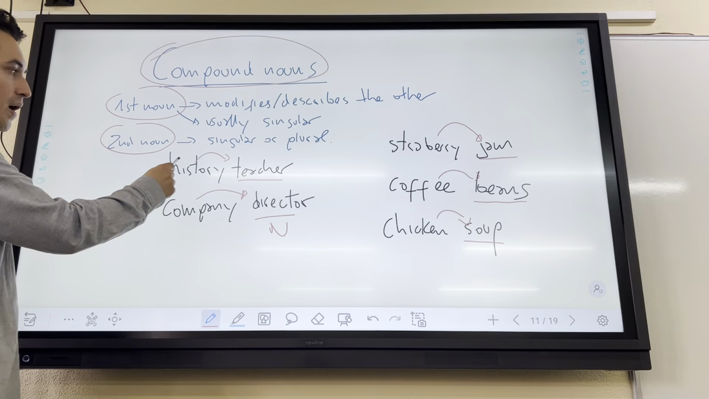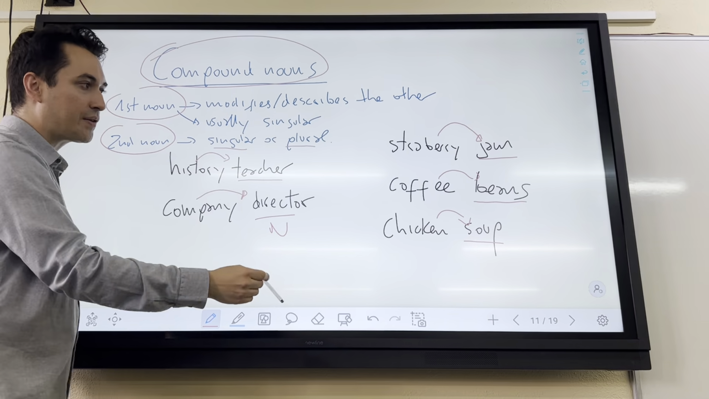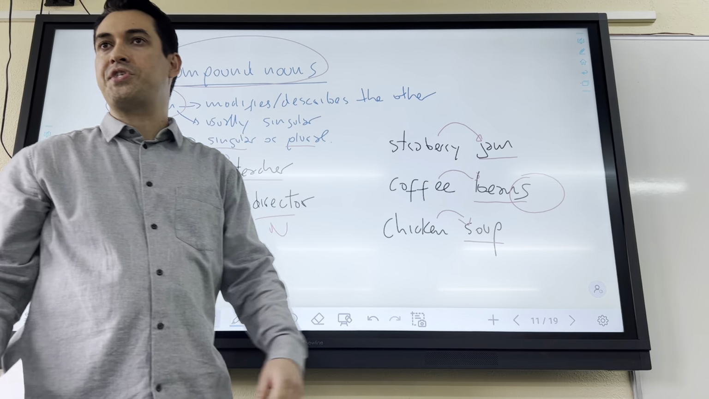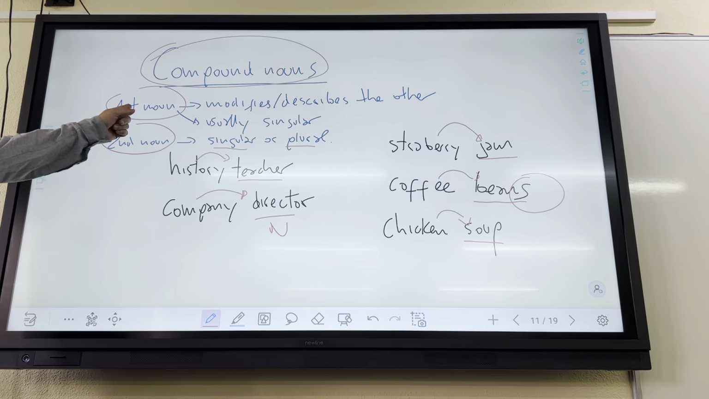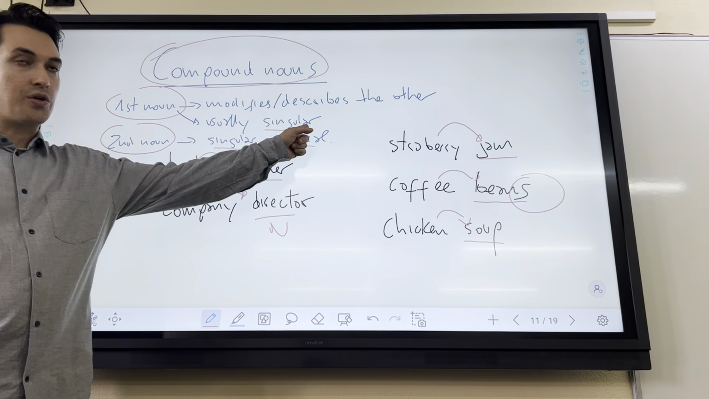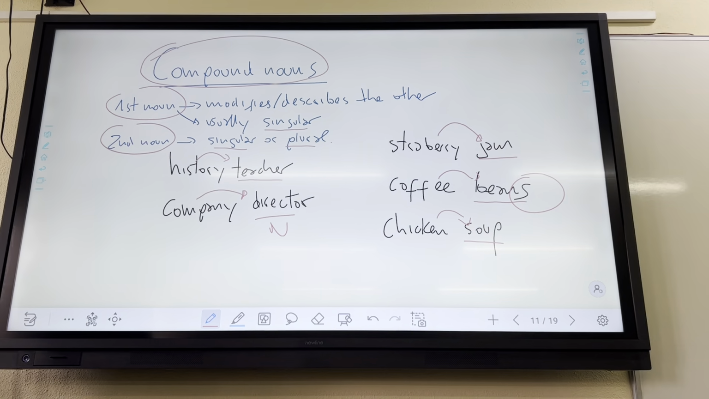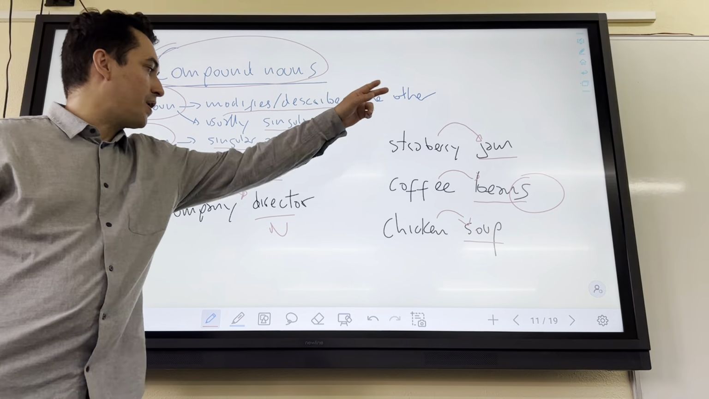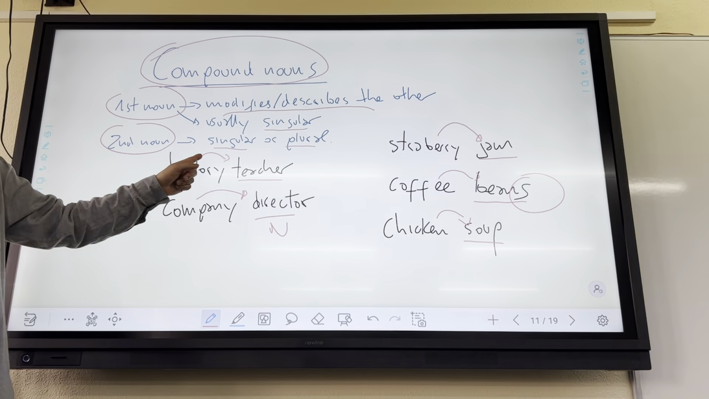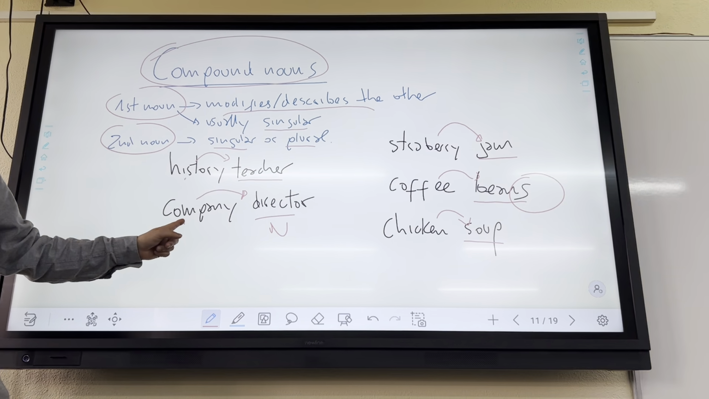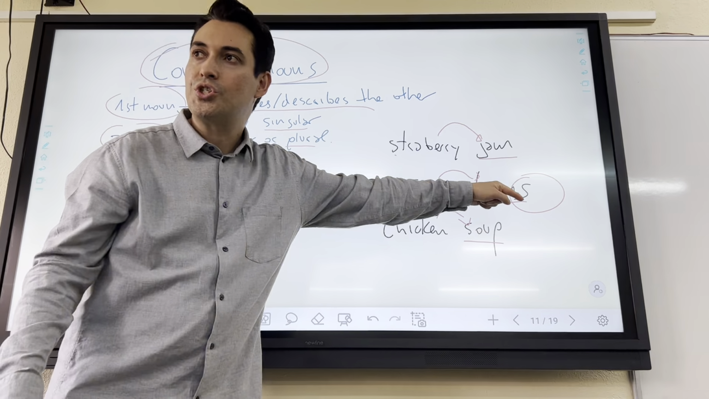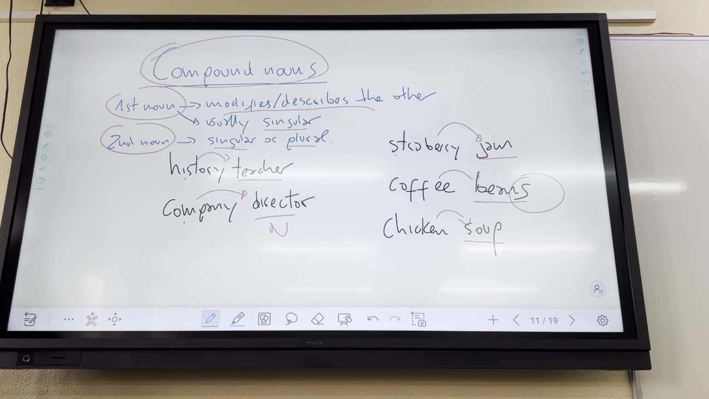So the second one can be singular or plural. Look at this. Coffee beans. It's possible for the second one to be plural. However, the first noun is usually only singular. All right? Remember tin opener? Yeah? The first noun only singular. The first noun modifies or describes the other. So history modifies or describes teacher. Company describes director. Strawberry describes jam. So far so good?